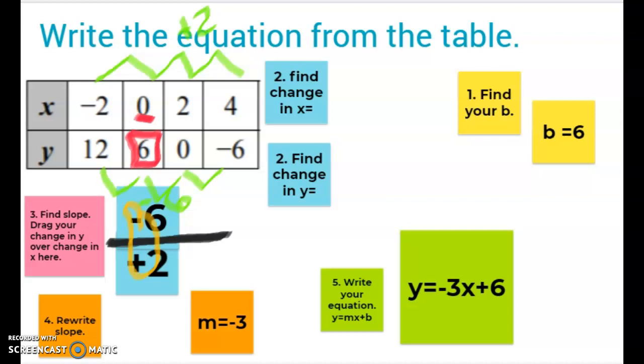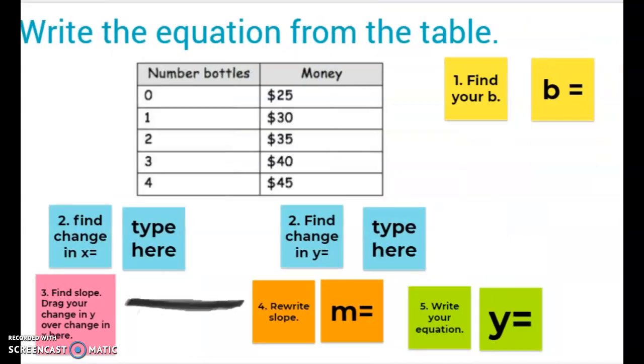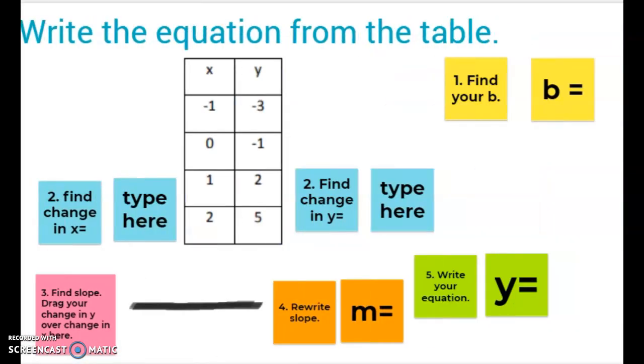Okay, there is an error on slide number 4. Instead of negative 3, you should have a negative 4 right there, because we want constant rate of change, and that number was wrong.